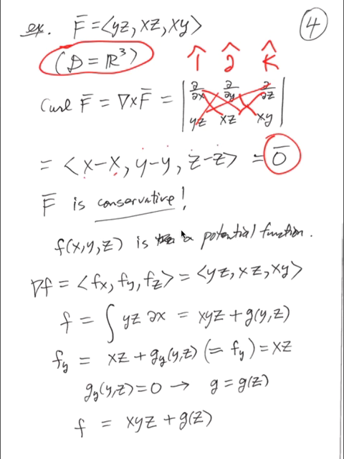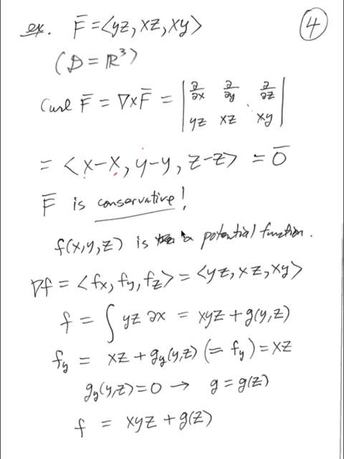It's conservative. What does that mean? That means there ought to exist a potential function whose gradient actually gives us this particular field, f bar.